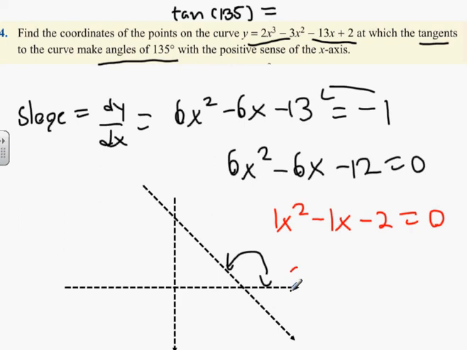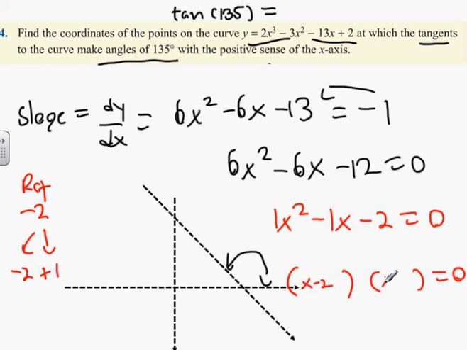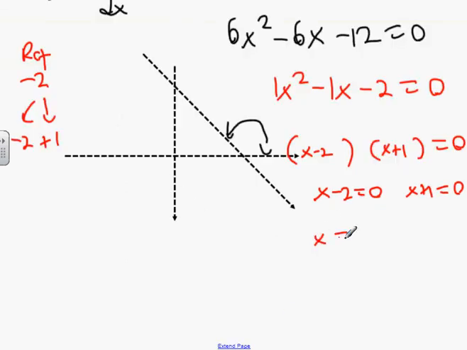And then solve that. What's the reference number? Reference number is -2. And when the reference number is -2, what does that mean? -2 plus 1. So x minus 2, x plus 1 equals 0. Then x minus 2 equals 0, x plus 1 equals 0. And then after that, x equals 2, x equals -1. Okay. Now, you need to find the x value and the y value.